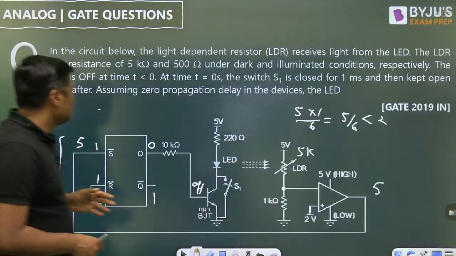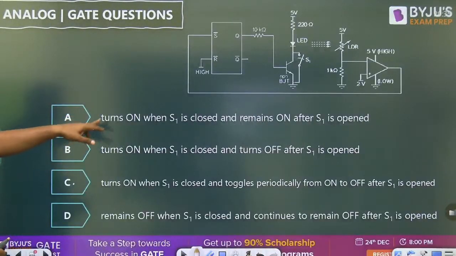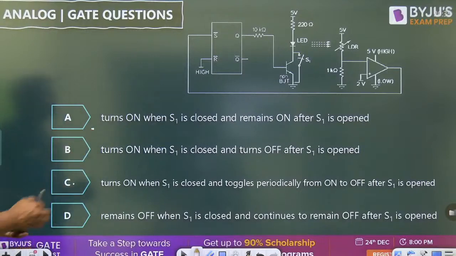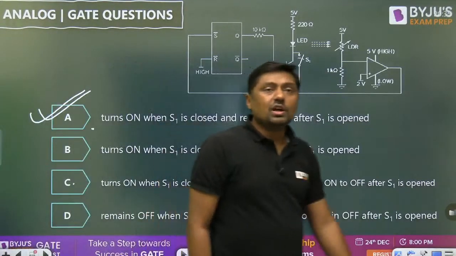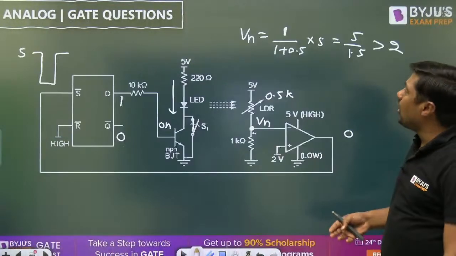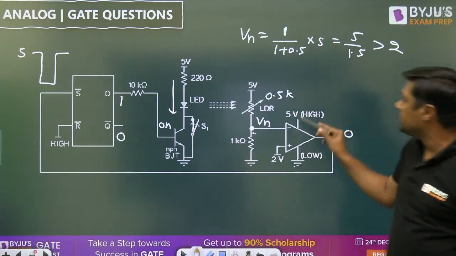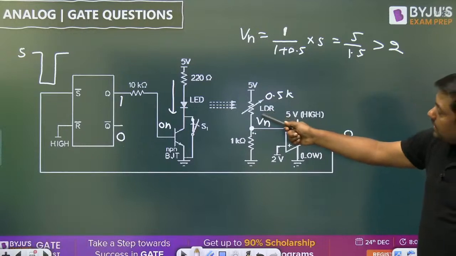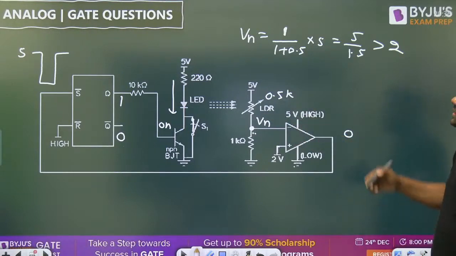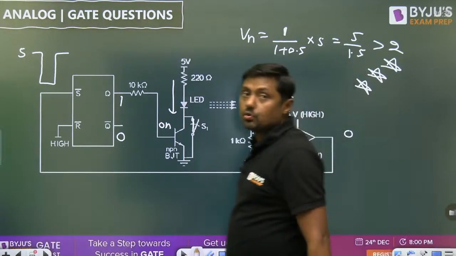So the answer is: turns on when S1 is closed and remains on after S1 is opened. Here we are connecting the SR flip-flop, the LED, the transistor, and the comparator, which is made using an operational amplifier, right? And the light dependent resistor. So this question is very, very important, no doubt. This is for the instrumentation branch, but this is a good question.